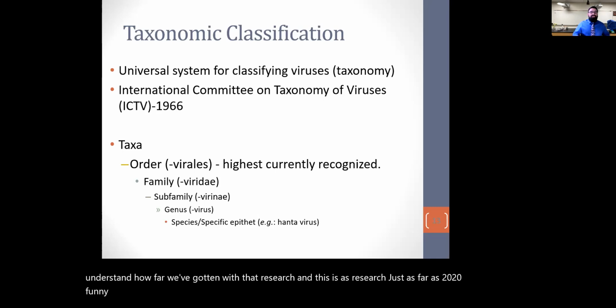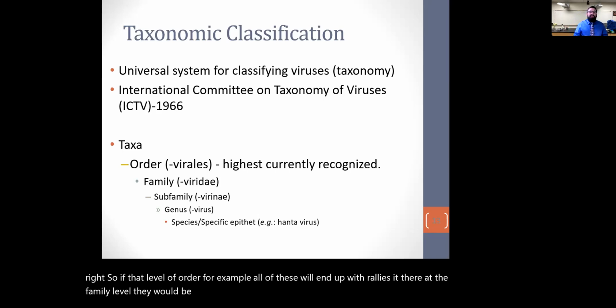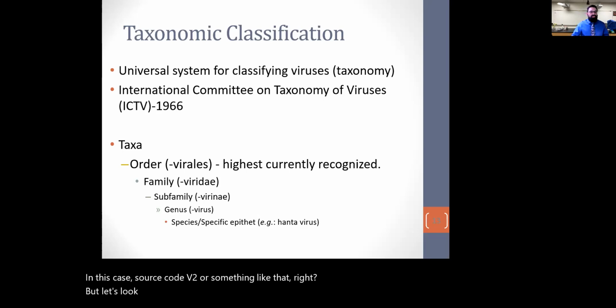Okay. And so when we name them, you'll find there's a quick little pattern. If they're at the level of order, for example, all of these will end up with virales. If they're at the family level, they'll be called Viridae, Virinae, virus, and then we usually get the name like Ebola virus, or in this case, SARS-CoV-2 or something like that. But let's look at how we've classified them. What do we do to get them to that level?